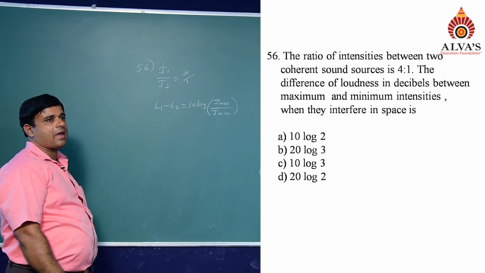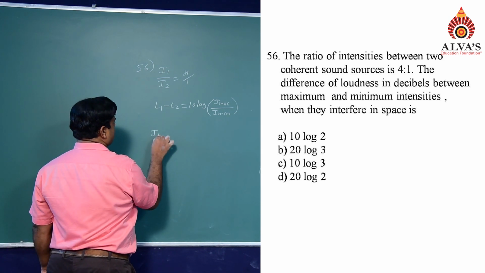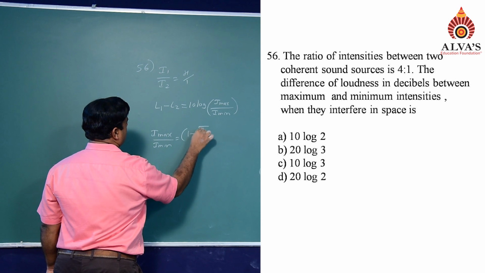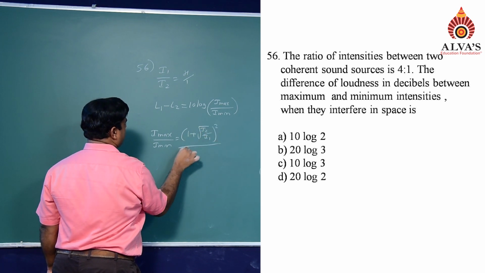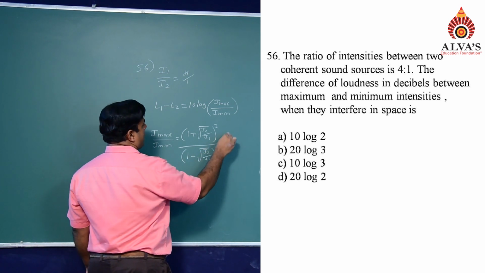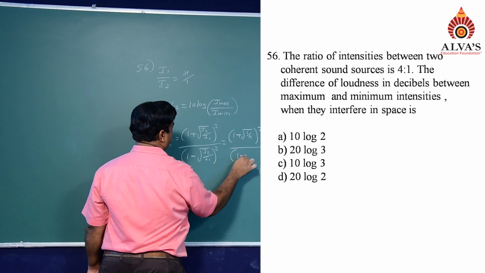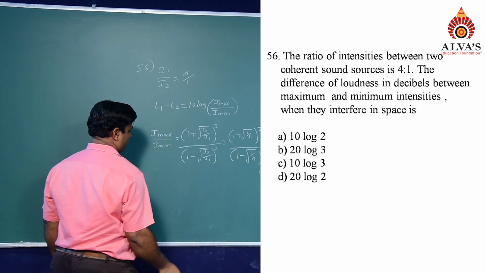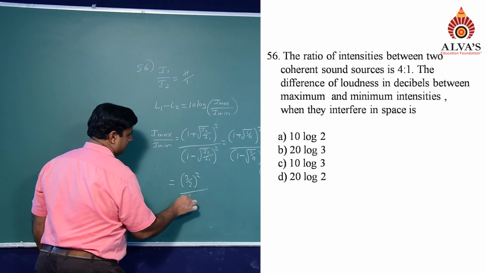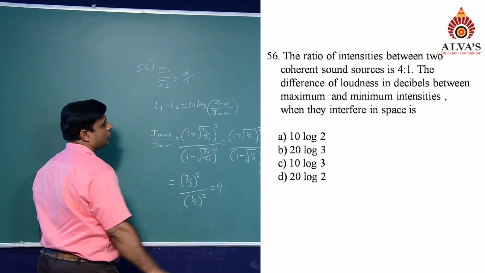So 10 log I maximum by I minimum is the difference in the loudness level. I maximum divided by I minimum is (1 plus root I2 by I1) whole square by (1 minus root I2 by I1) whole square, which is (1 plus root of 1 by 4) square by (1 minus root of 1 by 4) square, which gives rise to (1 plus 1 by 2), which is 3 by 2 square, by (1 minus 1 by 2), which is 1 by 2 square, which is equal to 9.